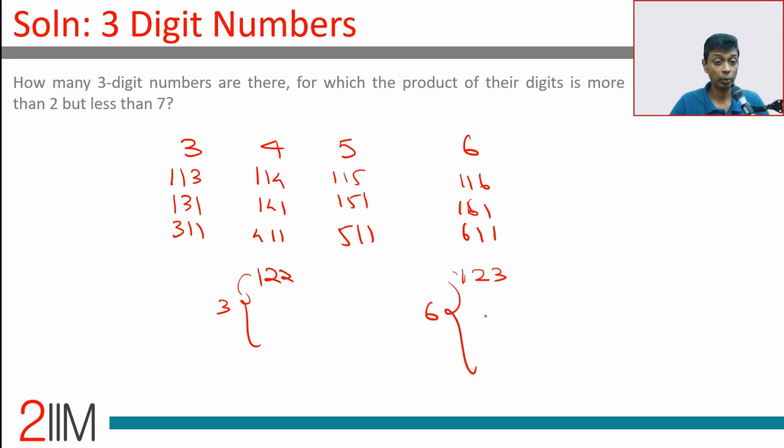So for prime numbers we don't need to worry, only 3 variants. For composite numbers, those 3 variants will exist, and then we need to look beyond. And so in how many 3-digit numbers are there? There will be 3 here, 3, 3, 3, 12, plus 3, 15, plus 6, 21. 21 3-digit numbers there for whom product of the digits will be more than 2 but less than 7.